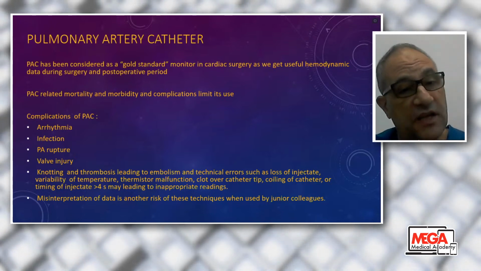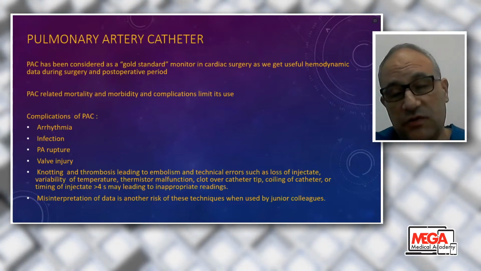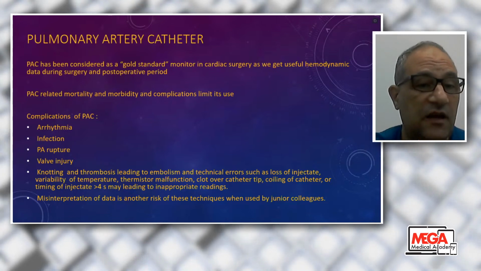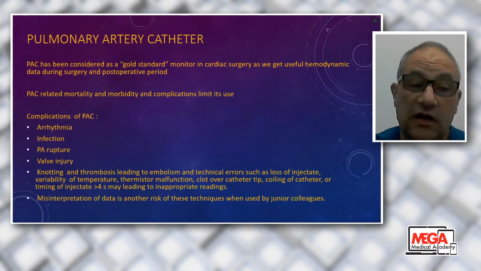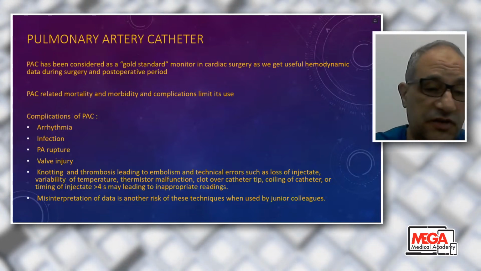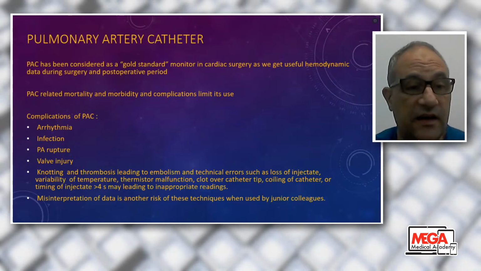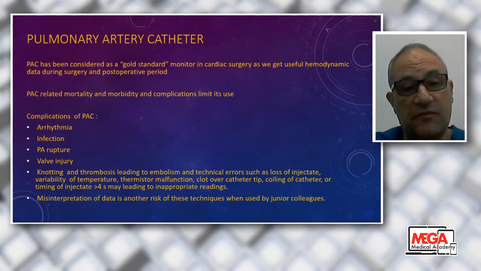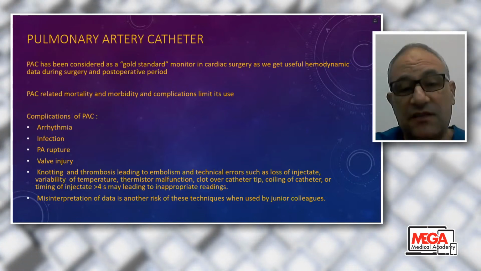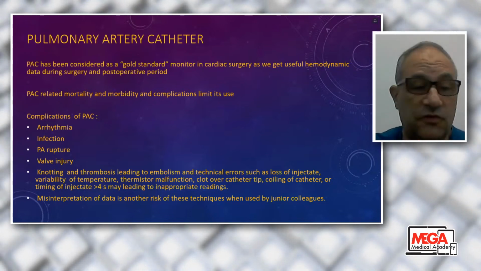Complications include arrhythmia, especially with insertion, or maybe with prolonged stay. Infection, like any line, catheter-related infection, pulmonary artery rupture in severe pulmonary hypertension or severe trauma. It may cause valve injury in few cases, knotting and thrombosis, embolism, technical errors, thermistor malfunction, clotting, coiling of the catheter. Misinterpretation of the data is another risk, especially in junior colleagues.